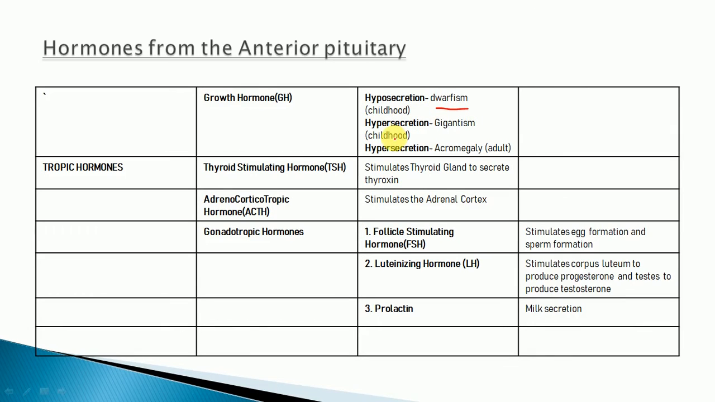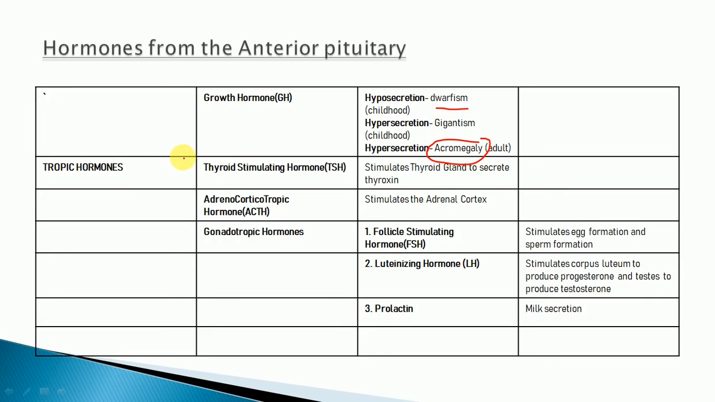Now what happens if it is hypersecreted? Hypersecretion can lead to gigantism, which occurs in childhood. The size of the body will increase very much. Hypersecretion in the case of an adult can lead to a condition called acromegaly, which is in the case of adults.